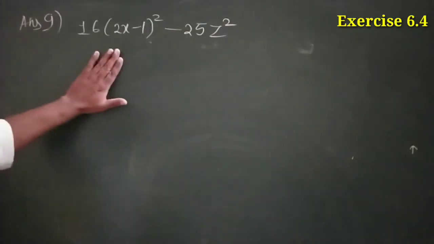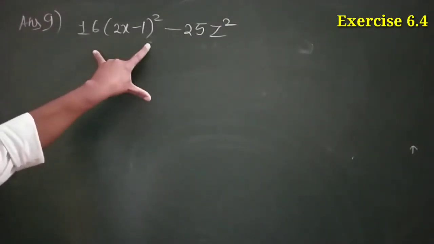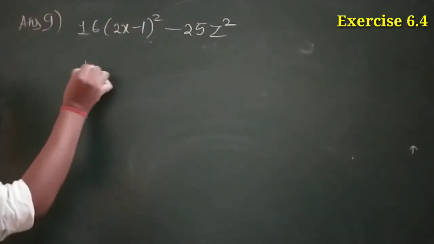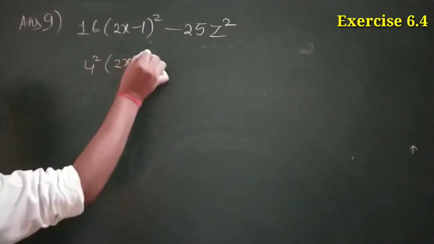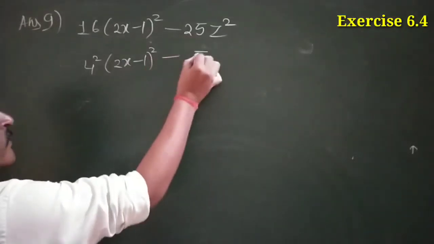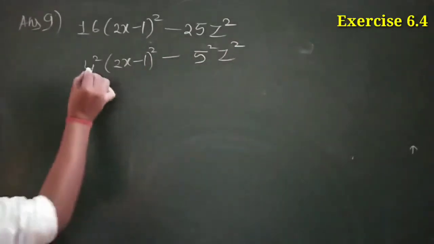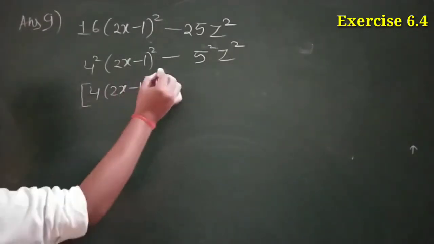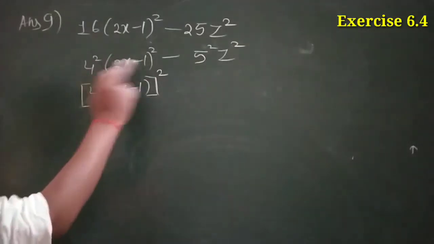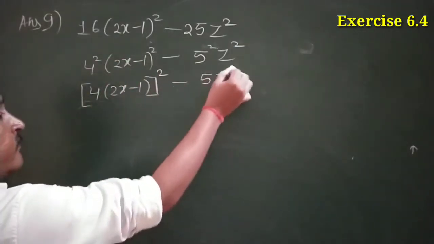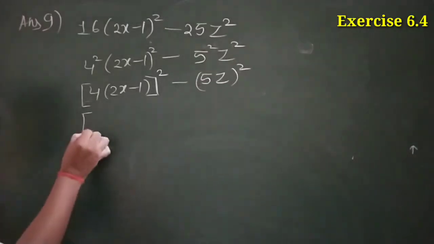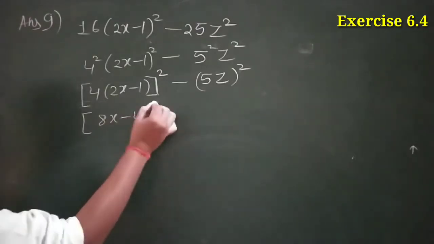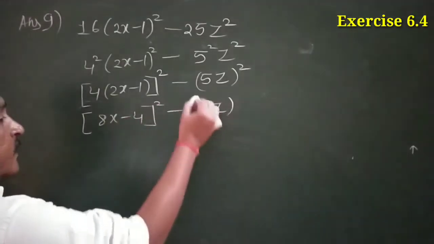Okay student, now see question number 9. We can convert it in the form a square minus b square. Okay, so make this thing the whole square. Means 16 is square of 4, 2x minus 1 whole square already here, 25 is square of 5 and z square. So we can write it for 2x minus 1, put 1 bracket, whole square, because square is coming on both things, minus 5z whole square. One more thing, send it inside, 4 2s are 8x minus 4 whole square minus 5z whole square.